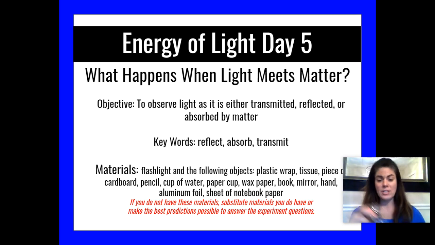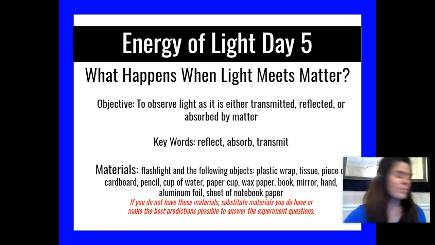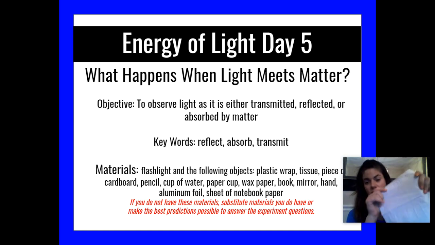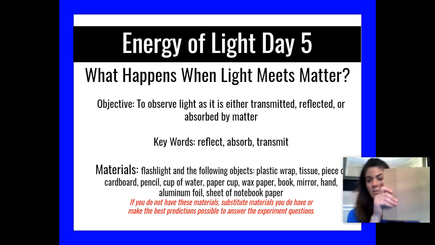You need plastic wrap, also known as saran wrap. If you don't have plastic wrap, you could use something like a sandwich bag, but it just needs to be clear. You need a tissue. If you don't have tissues, you could use some toilet paper. You need a piece of cardboard. Again, we have cardboard all over our house. You'd use a cereal box, a cracker box, or something from a packaging box.